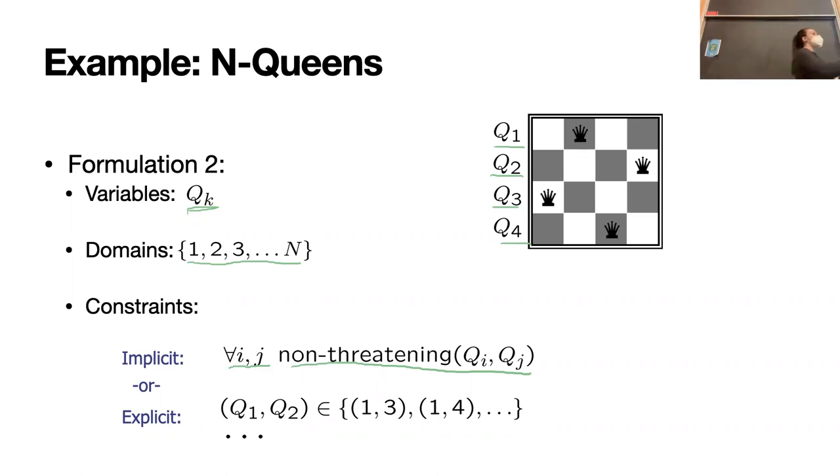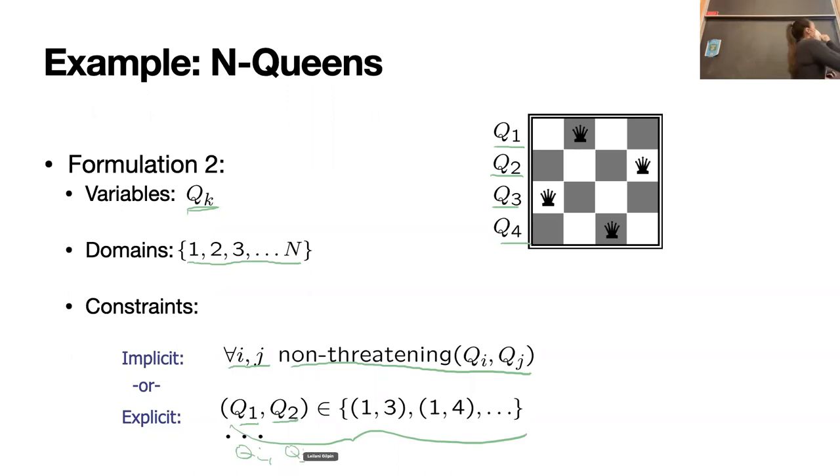Obviously, it's very interpretable, and I work on interpretable and explainable systems. It's much easier to understand what it means by non-threatening QI and QJ for every I and J than it is to say, these are my explicit constraints, okay? What would the explicit constraints be? Those would basically be to explicitly define the sets that we can have for Q1 and Q2. We do the same thing for everything from QI, QJ, et cetera.